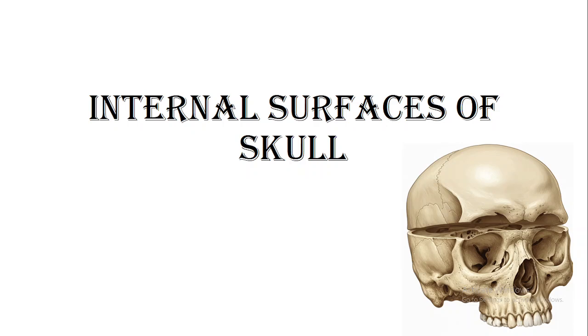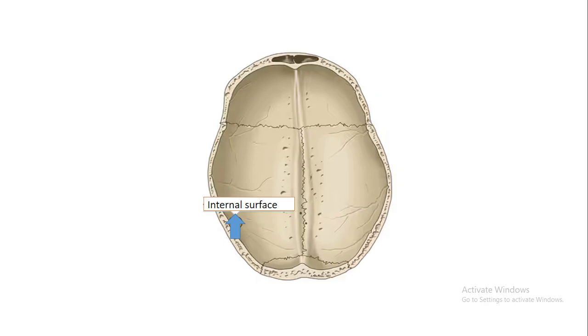Hi everyone, in today's video we are going to learn about the internal surfaces of skull. Within this heading, there are two internal surfaces. One is the upper surface, that is the internal surface of cranial vault, and second is the base of the skull, that is the internal surface of the cranial base. In this video, we are going to learn about the internal surface of cranial vault.